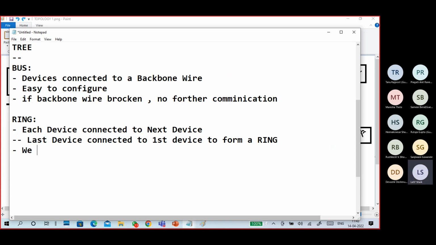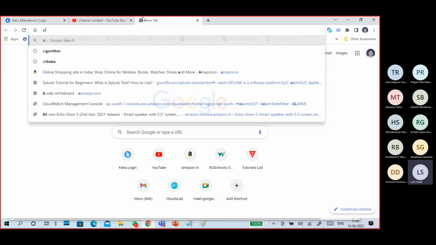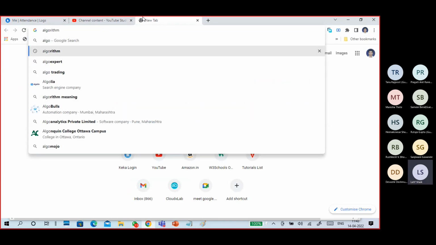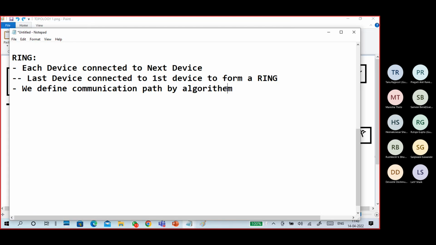We define the communication path by an algorithm. One second, why am I not able to type algorithm? That is correct only. E is extra. Algorithm.